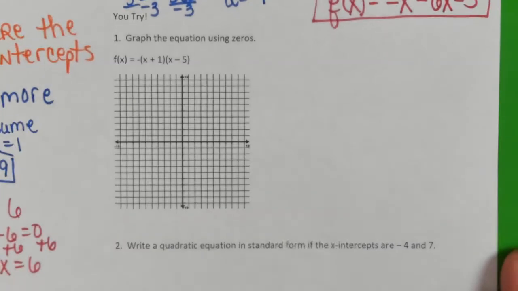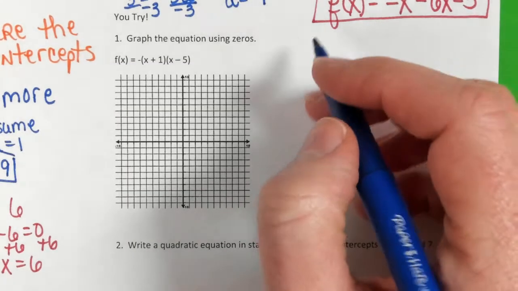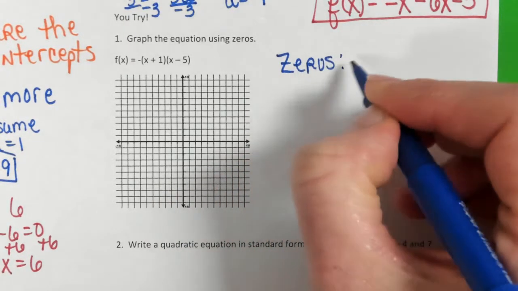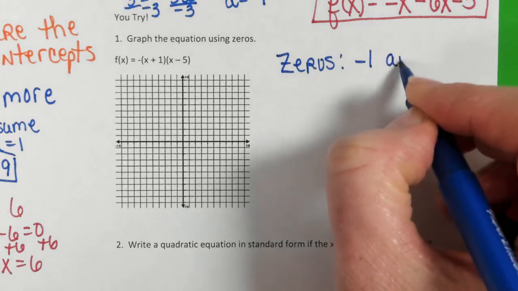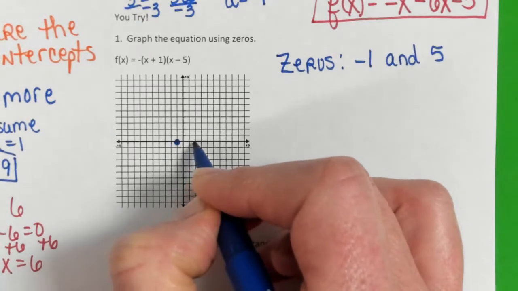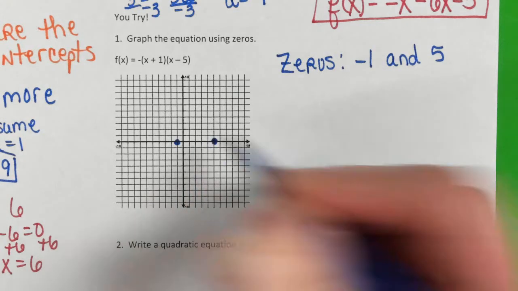Okay, let's see how you did. Whew, let's see if I can do it. Okay, so first off, our zeros are going to be -1 and 5. So -1, 1, 2, 3, 4, 5.